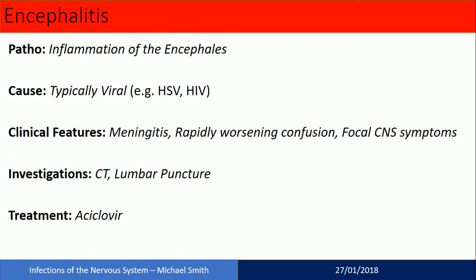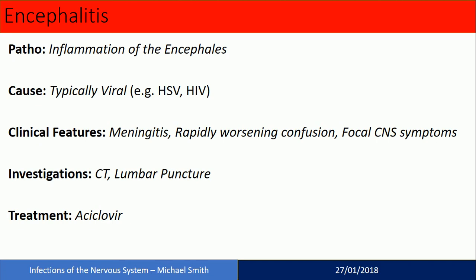Now moving on to encephalitis, which is inflammation of the brain tissue. This is most commonly viral, and this is one of the key differences from meningitis. And the most common viruses causing it are the herpes simplex virus and HIV. It presents very similarly to meningitis, but one of the key differences is that the patient will often have rapidly worsening confusion, and they may become agitated and aggressive.